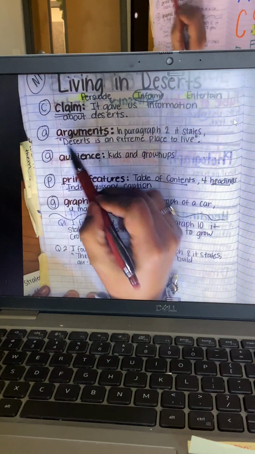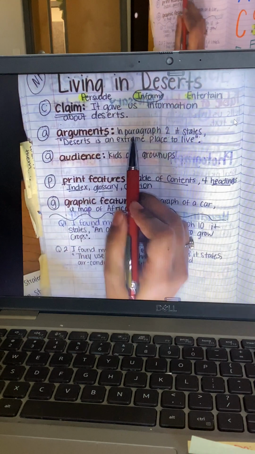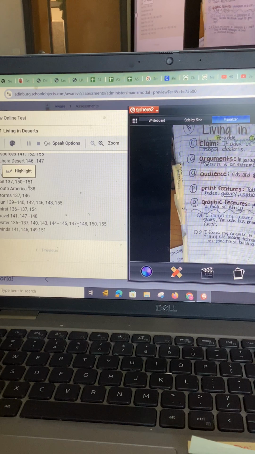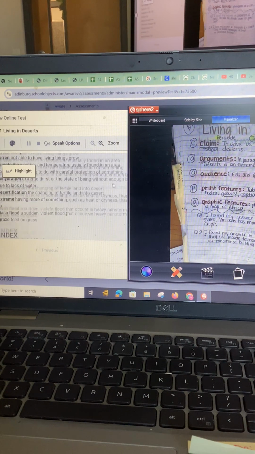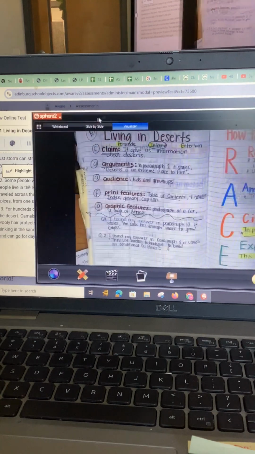Now, again, all of this is being filled out as they read. They're reading and filling out, reading and filling out, back and forth, back and forth, all at the same time. The first part of the strategies is always like that.